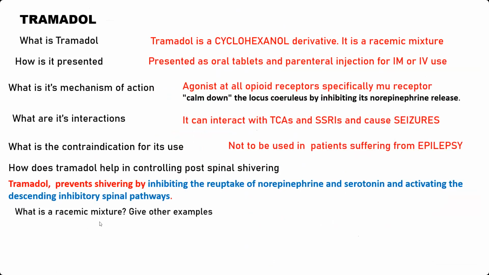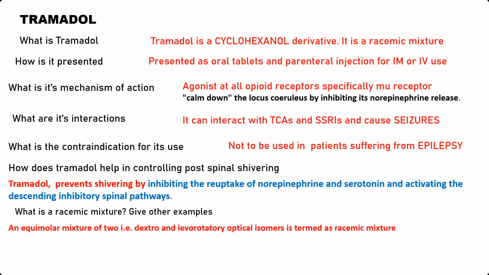What is a racemic mixture and give other examples? The equal mixture of two enantiomers, dextro and levo. Other examples: ketamine, bupivacaine. So it is an equal mixture of two enantiomers, dextro and levo, which are optical isomers. Examples: bupivacaine and ketamine.